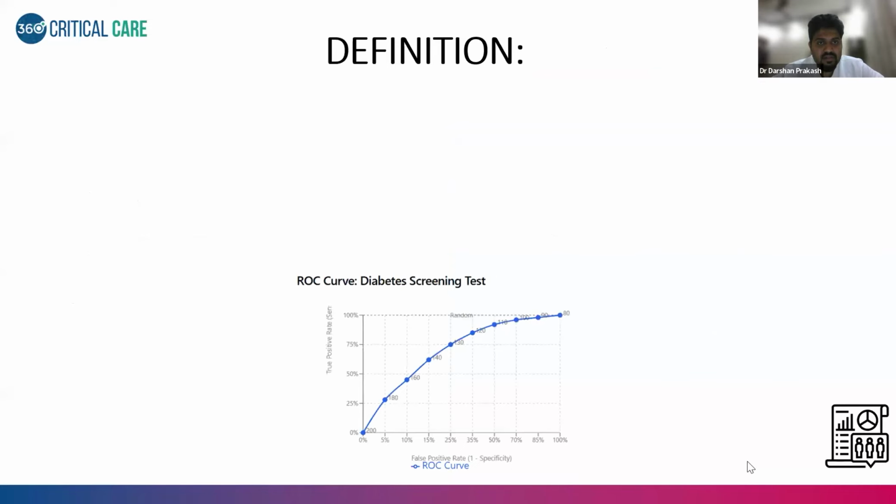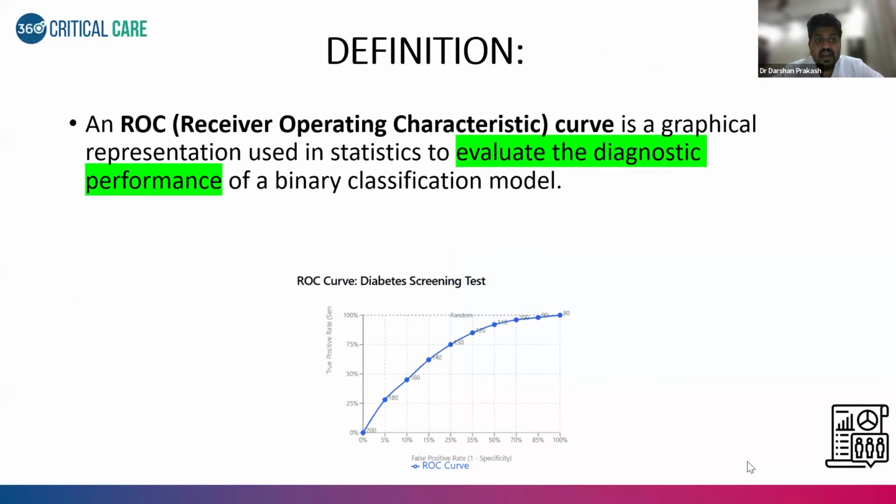So, an ROC curve, or receiver operating curve, is a graphical representation used in statistics to evaluate the diagnostic performance of a binary classification model. So this is something like a diagram which is there below, right? It is an example for a receiver operating curve. So, what do you mean by binary classification? Usually, it would say it is good or bad. Okay, one of those things, yes or no, whether the test is positive or negative. For such data or such calculations, we can use something like a receiver operating curve.